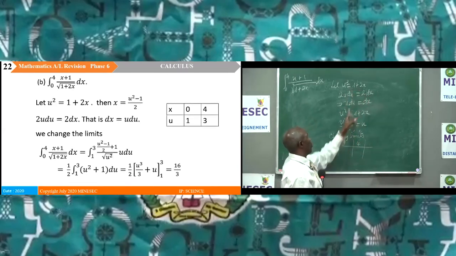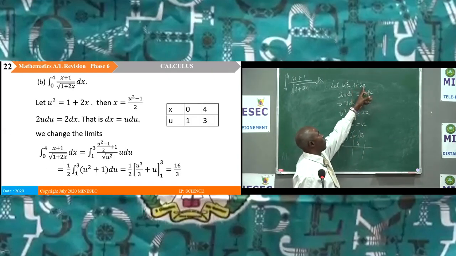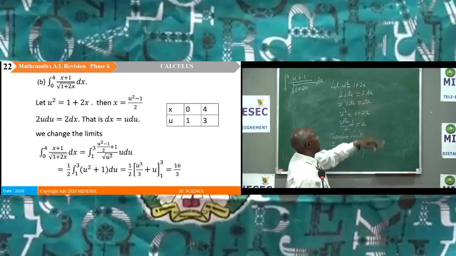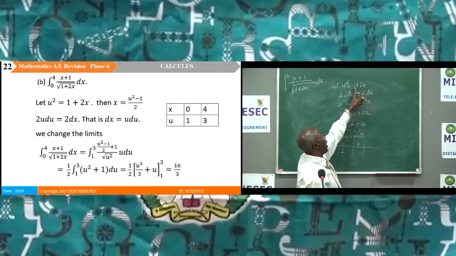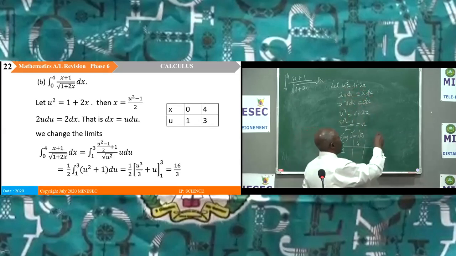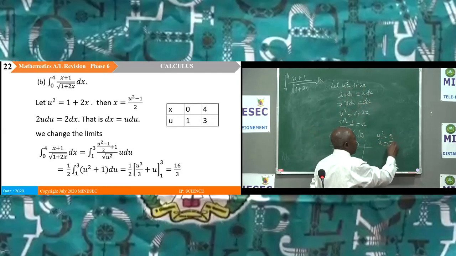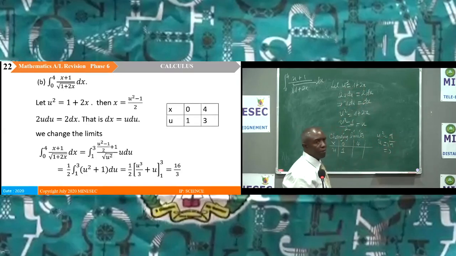When x is 0, 2 multiplied by 0, we have 0. And to get u, we take the square root of both sides, we now have u equal to 1. When x is 4, 2 multiplied by 4 is 8 plus 1, 9. And we have u squared equal to 9. So u equals the root of 9, which gives us 3. And we have there 3.